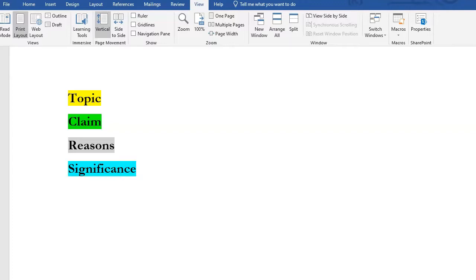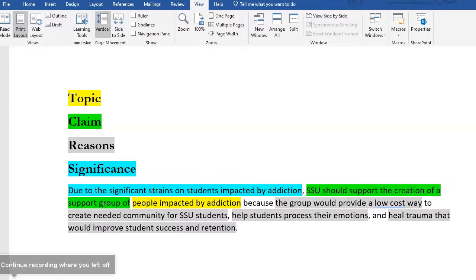For the sample thesis statement I'm thinking of, I might note something like, due to the significant strains on students impacted by addiction, SSU should support the creation of a support group of people impacted by addiction, and the reasons why would be the reasons that I talked about just a little bit ago. The significance idea might be something your instructor will have thoughts on, so make sure you check in with them if you have questions here.